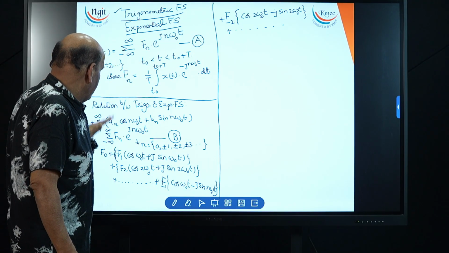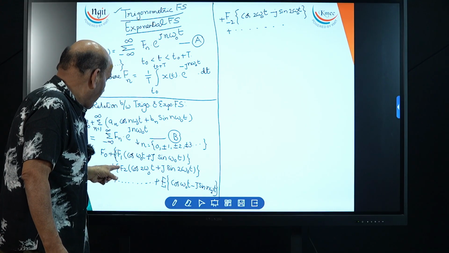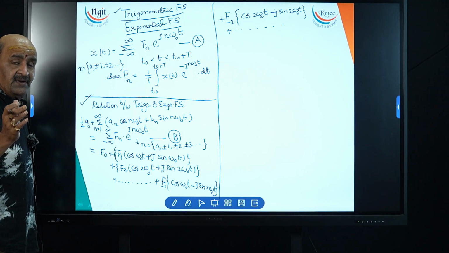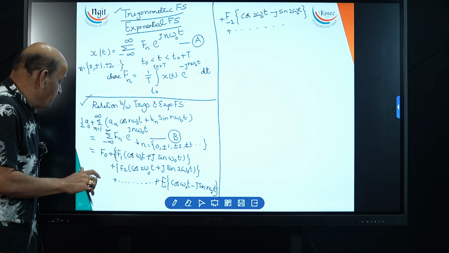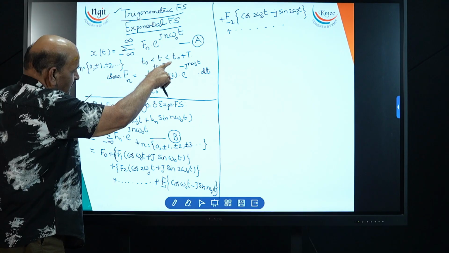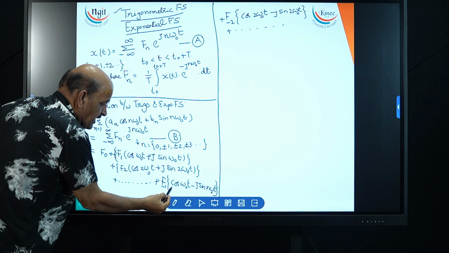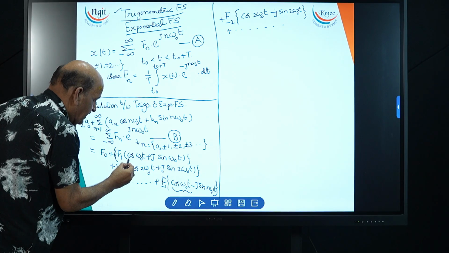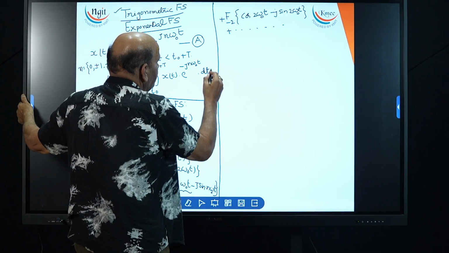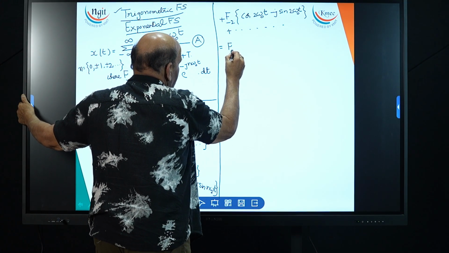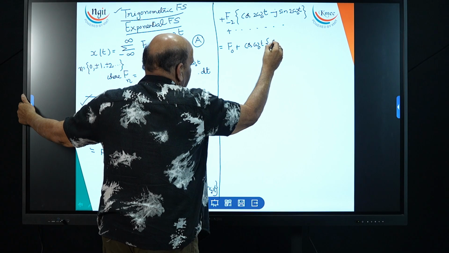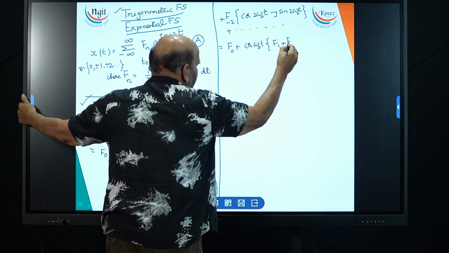Understanding all these now, just look here: keep all the same terms in groups. F naught is individual. First look at f minus 1, cos omega naught is the same here. So if you take cos omega naught common, this is equal to f naught plus, if you take cos omega naught t, then you can make common f1 plus f minus 1.